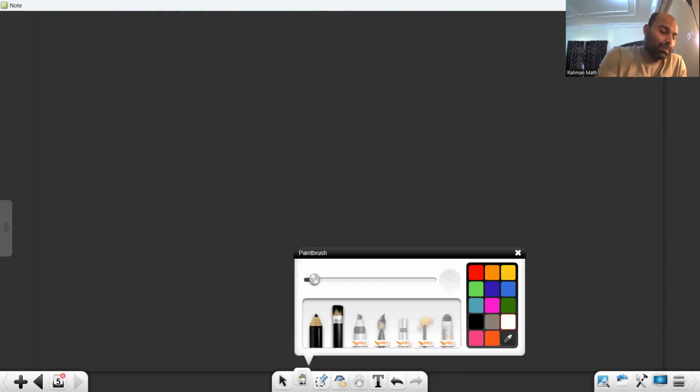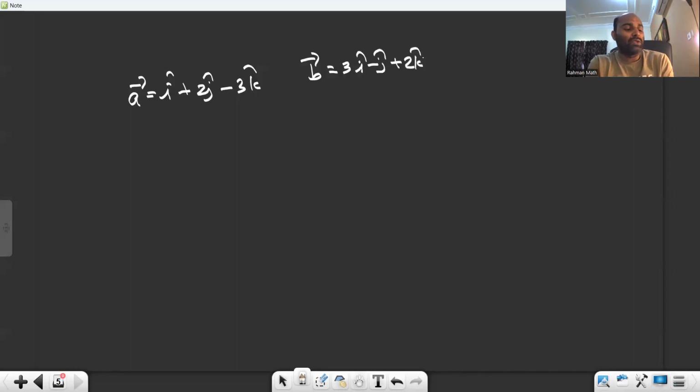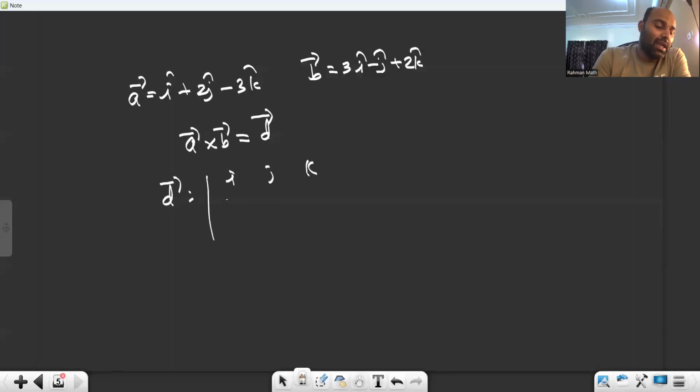Question number 10. Given that A equals i plus 2j minus 3k, B equals 3i minus j plus 2k, find a vector of the given magnitude which is perpendicular to both. A vector perpendicular to both A and B is A cross B. I call that D or C, it is your choice. So first we have to find the D vector: i, j, k; 1, 2, minus 3; 3, minus 1, 2. Please find the D vector.